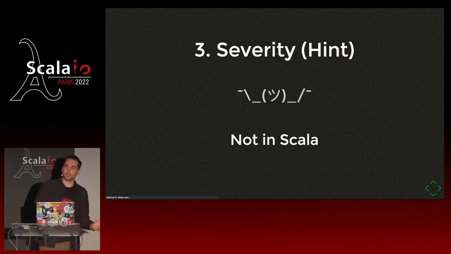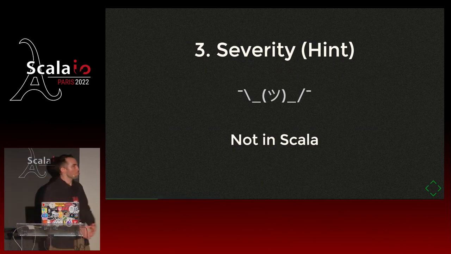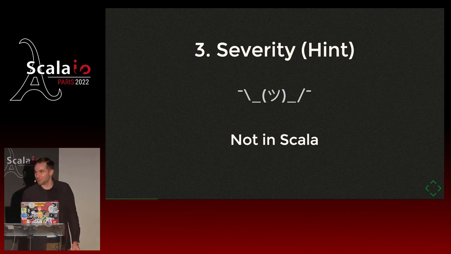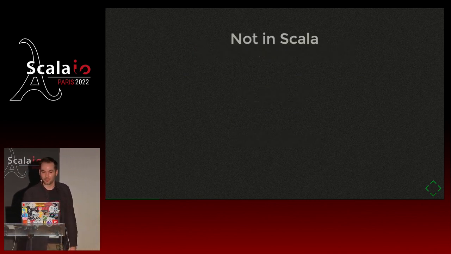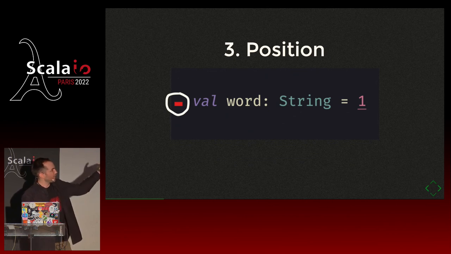There's actually other types of diagnostics as well, like a hint. What are they in Scala? I have no idea. We don't really use them in Scala, but they're there if we ever want to use them in the future. So the third part would be a position, right? If you have an error, you also want to know where it is. And again, indicated by the thing on the left, which will show you what line number it's on.